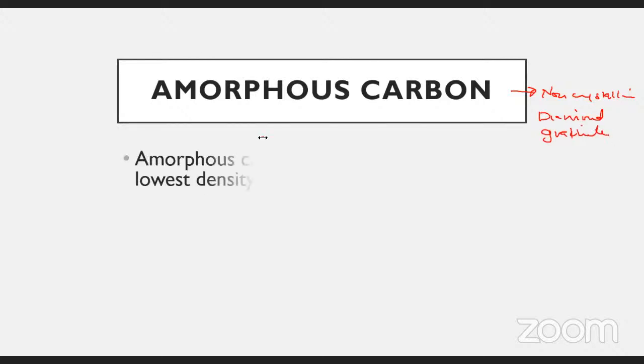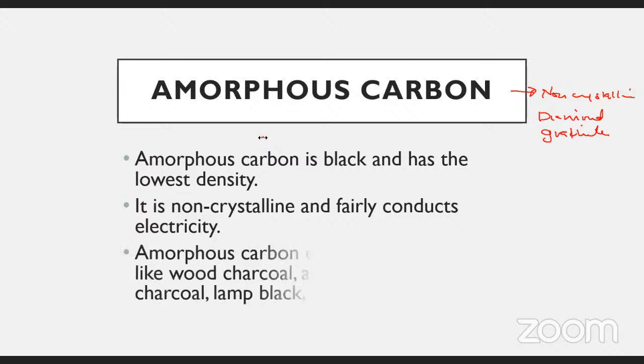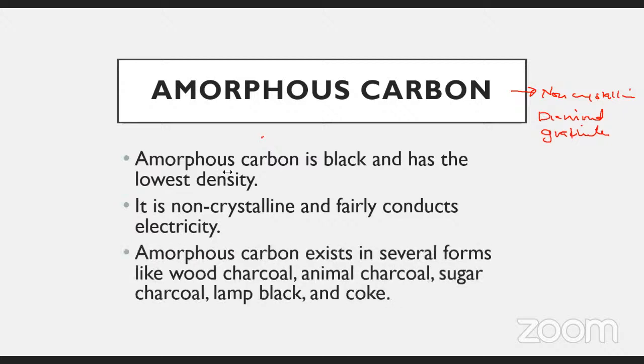Let's look at this. Amorphous carbon is black and has the lowest density. It is also non-crystalline and it conducts electricity. And amorphous carbon exists in several forms. For example, we have wood charcoal. Wood charcoal is the same as the charcoal we use for cooking. We have animal charcoal. We have sugar charcoal. We have lamp black and also coke.